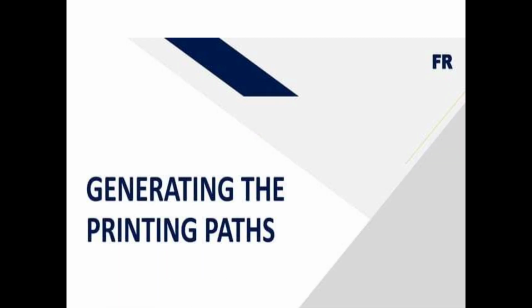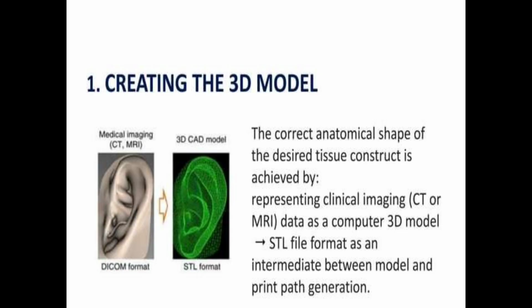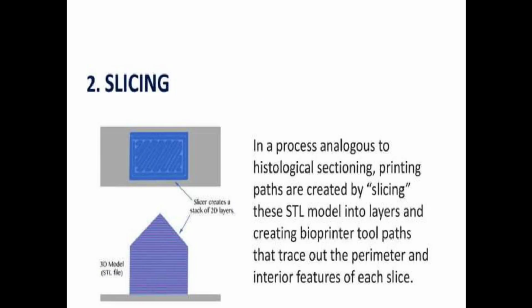So, we are generating the printing path. How do we create the printing path? We create a three-dimensional model of our particular organ. A medical imaging or CT MRI scan is taken for this purpose, or a CAD, that is computer aided design, model is utilized for creating the imaging for this particular artificial 3D model. So, we call it an organoid, the model which is synthesized.